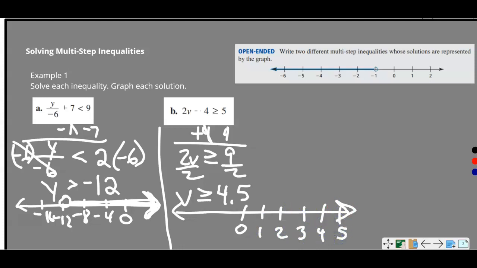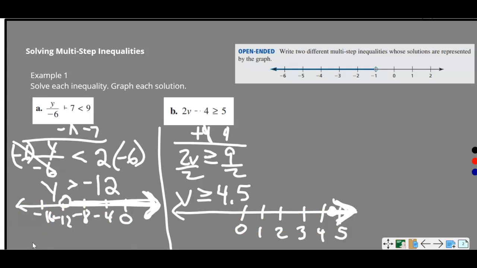So to graph my solution, I'm going to have greater than or equal to 4.5, which means I have a solid circle here. Greater than or equal to is going to be to the right. And it's going to be everything bigger than 4.5.